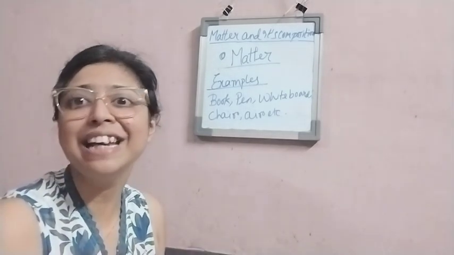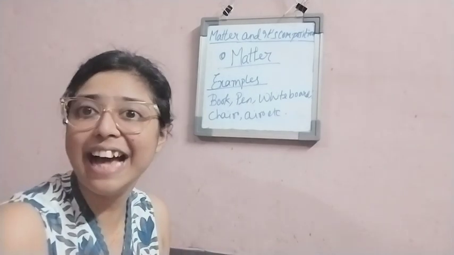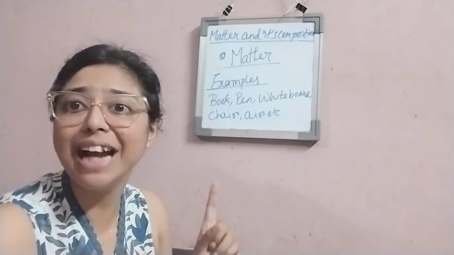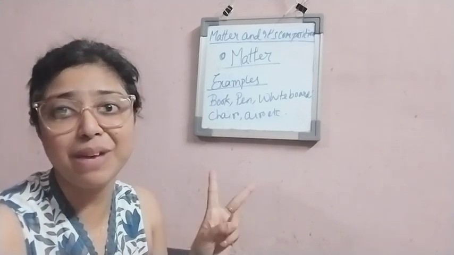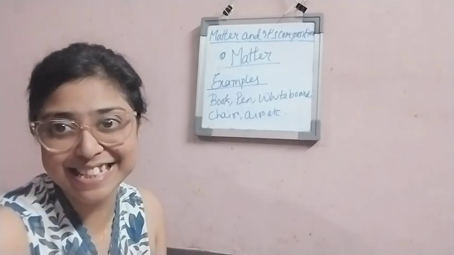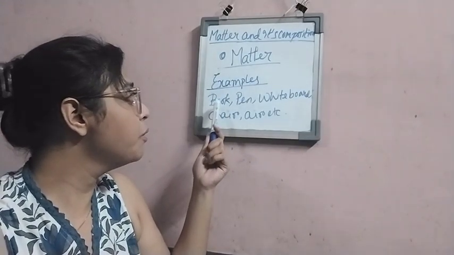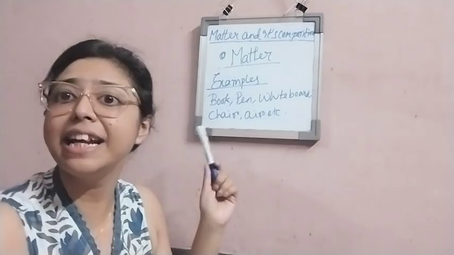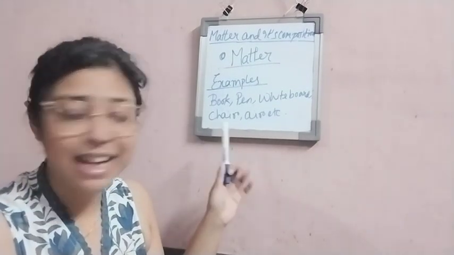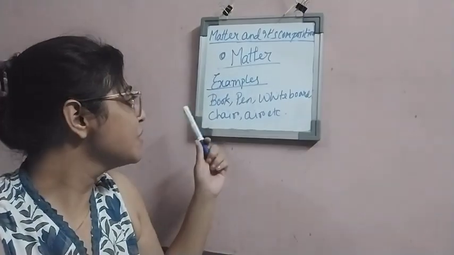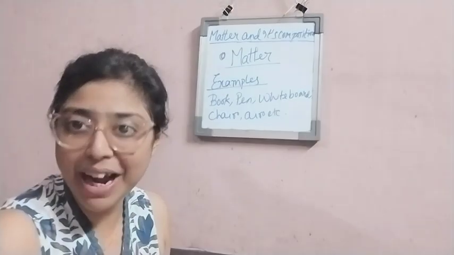That's why I said earlier that matter has 3 properties. Number 1, it has mass, it occupies some space, and we can feel it by our senses. Substances like book, pen, whiteboard, chair, we can touch and feel, but in case of air we can't touch it, we just feel it. So these are the examples of matter.